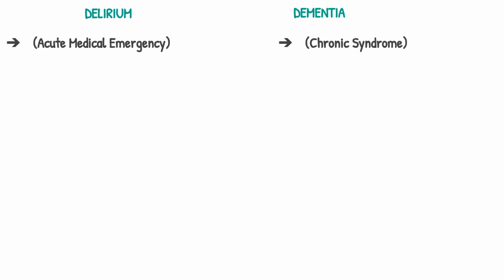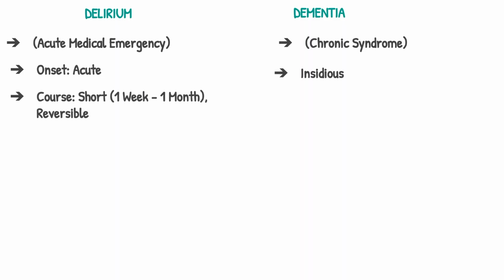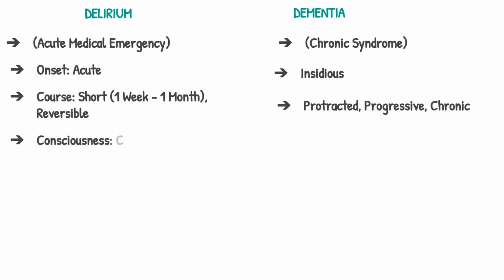Delirium versus dementia. Delirium is an acute medical emergency, whereas dementia is a chronic syndrome. The onset in delirium is acute, while in dementia it is insidious. The course of delirium is short, 1 week to 1 month, and reversible. Dementia has a protracted, progressive, and chronic course. In delirium, consciousness is clouded or disturbed. In dementia, consciousness is usually normal.